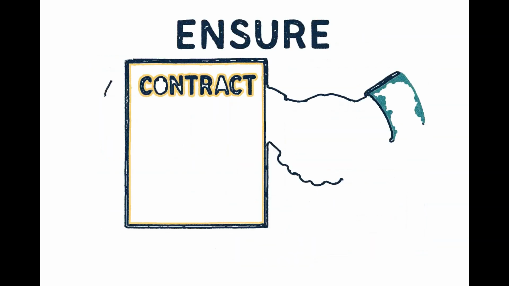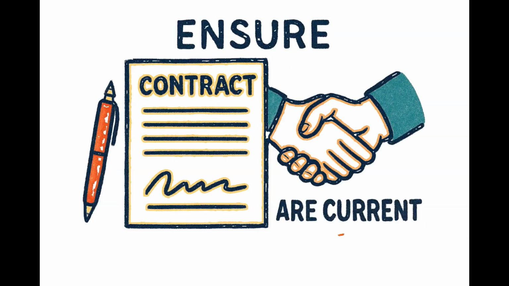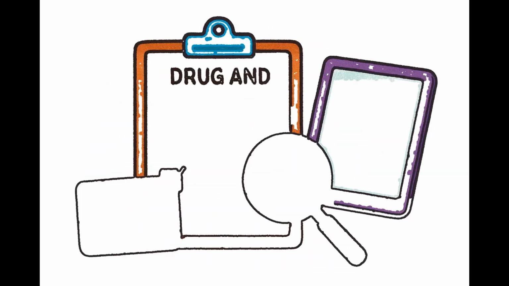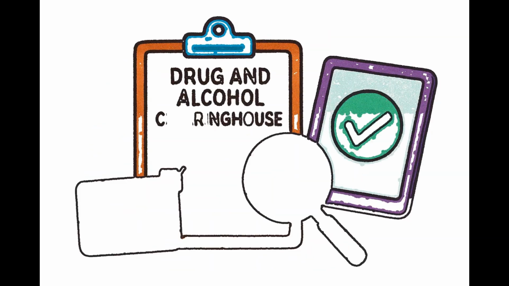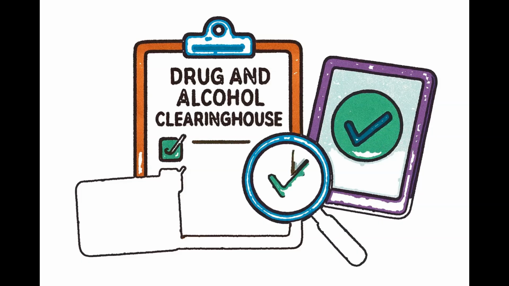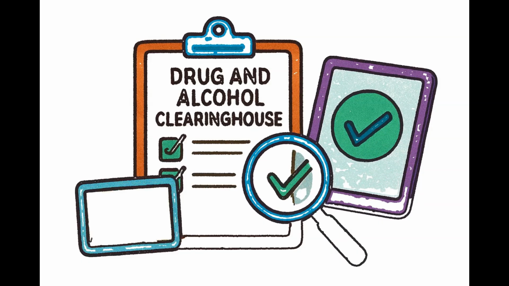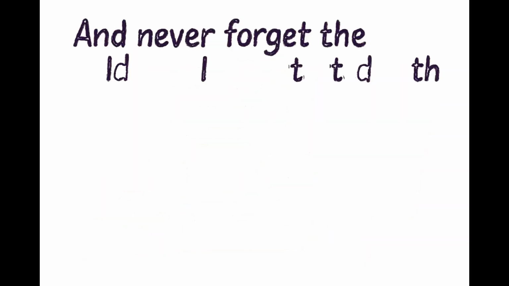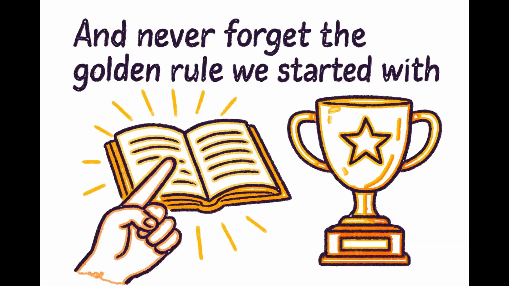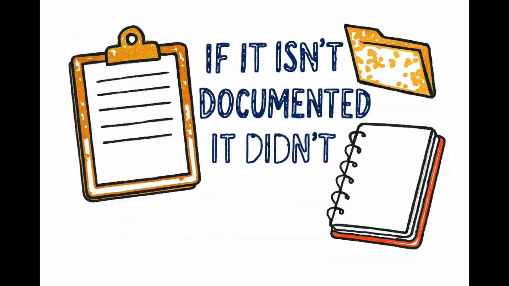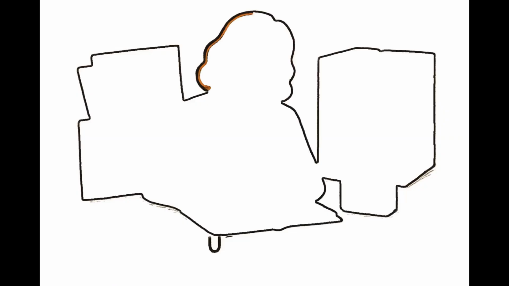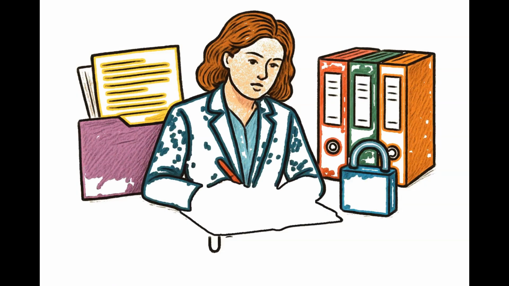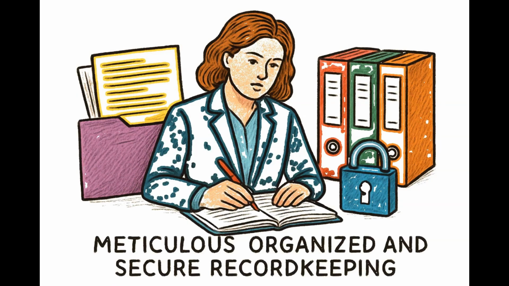Ensure all contracts with your service agents are current and signed, and confirm that all queries in the Drug and Alcohol Clearinghouse, both the initial pre-employment queries and all subsequent annual queries, are properly conducted and recorded for every single driver. And never forget the golden rule we started with: if it isn't documented, it didn't happen. Meticulous, organized, and secure record-keeping is your strongest defense and your clearest proof of diligence.